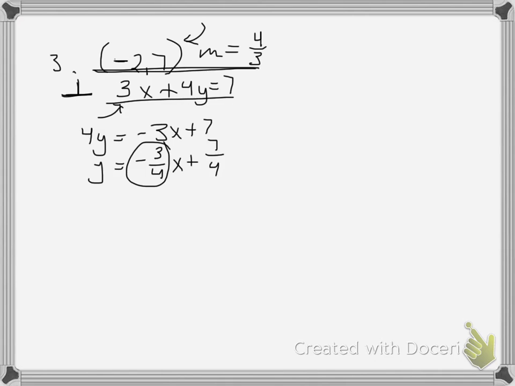Now it becomes very easy to find the equation. We're going to use the point-slope method, so we're going to say y minus 7 equals 4/3 times x plus 2.